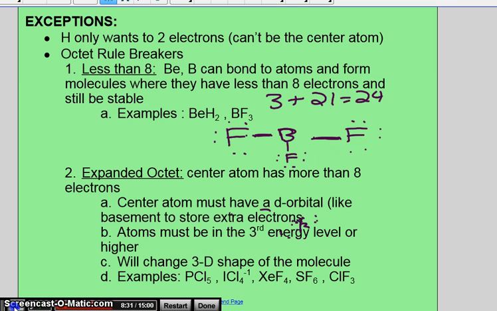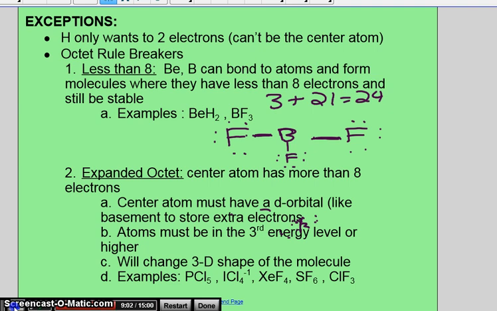Now, if I take a look at the expanded octet, sometimes as we get larger elements, they can be stable with more than 8 electrons. Remember we said once you hit the 3rd energy level, we have that D sublevel that starts kind of making things a little bit interesting. So as long as you have an element in the 3rd energy level, this rule can apply. The big thing that's going to impact next is the 3-dimensional shape of the molecule because of these extra electrons.